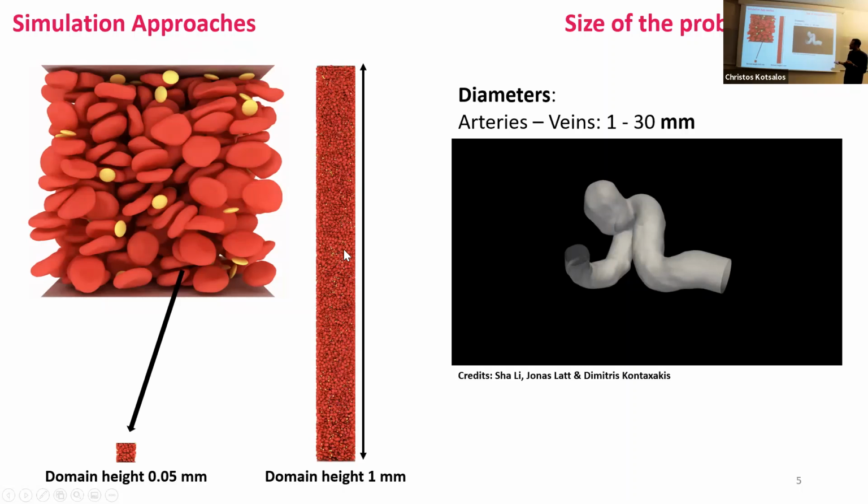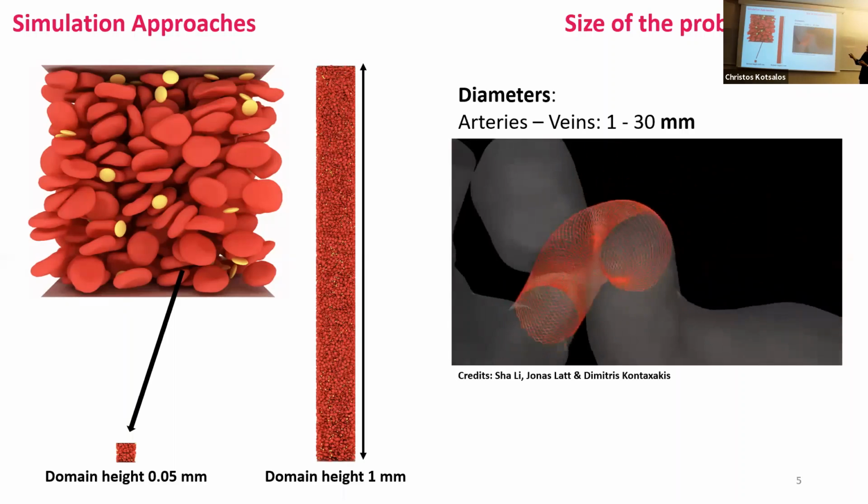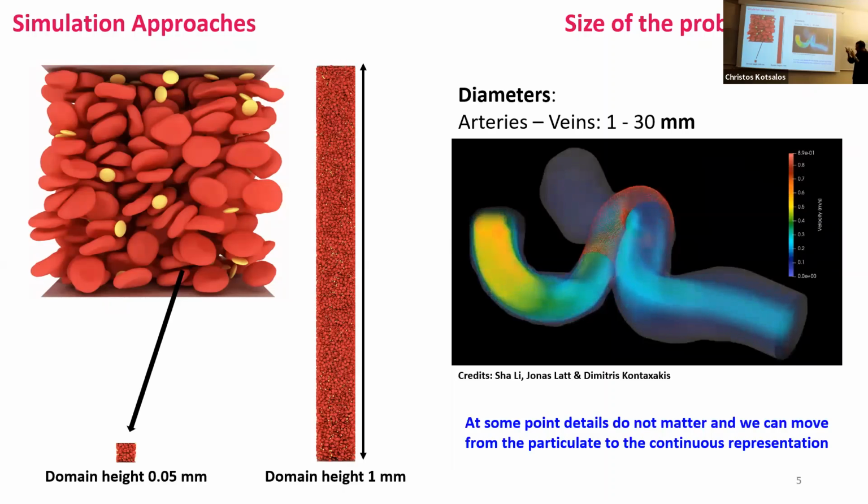just 1 millimeter, you see that at some point the details of the domain don't matter a lot. In this right-hand side image, I have an artery whose diameter is between 1 and 30 millimeters. This artery has a stent inside, and an aneurysm here. Since we don't care a lot about the details, the particulate nature of blood, we can simulate it as a continuous fluid. So the message here is that at some point the particulate nature doesn't matter anymore, and we can move from the particulate representation to the continuous representation as we have here.